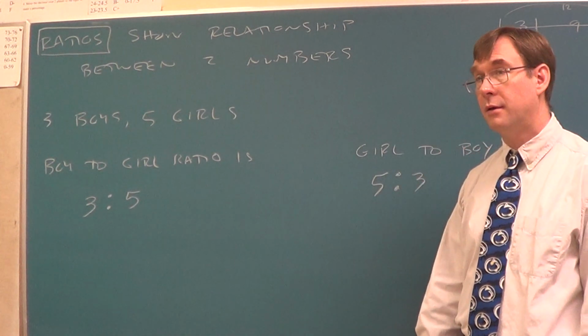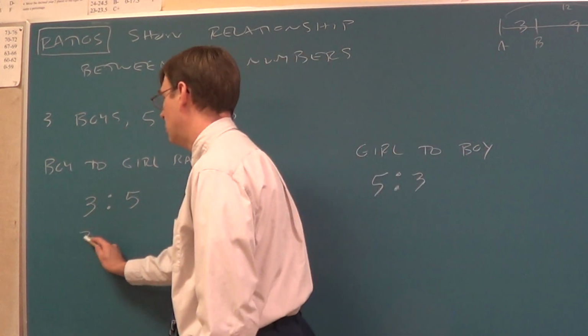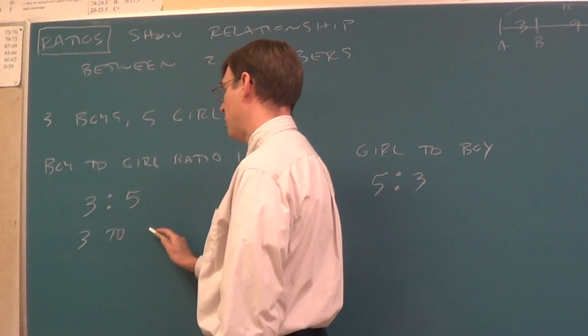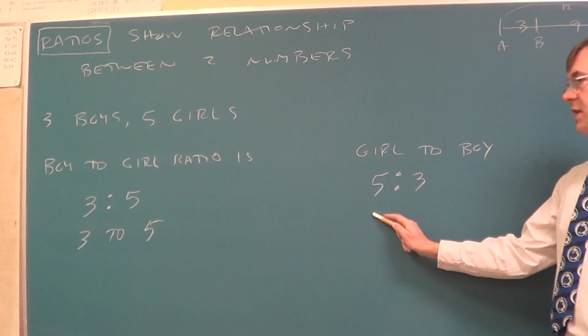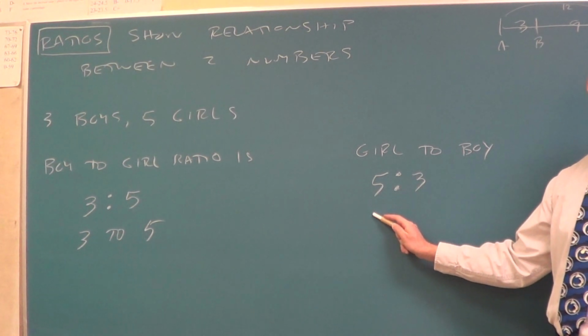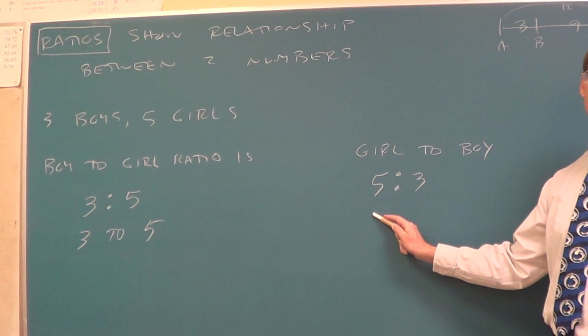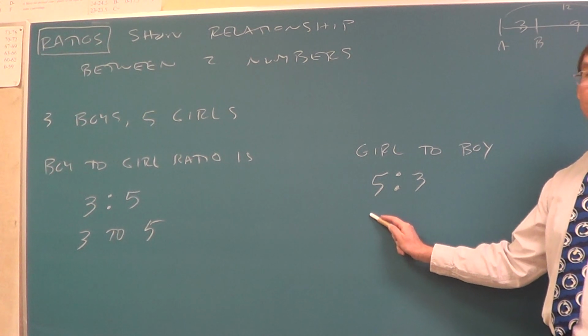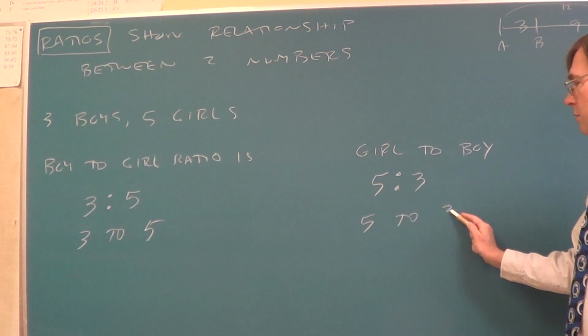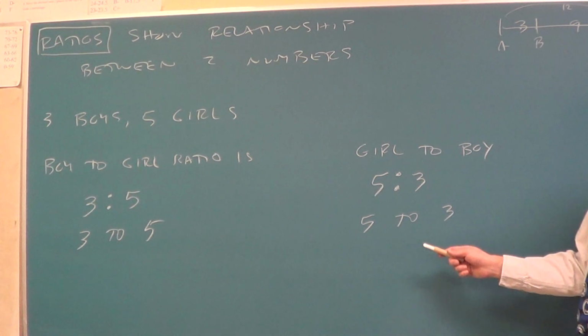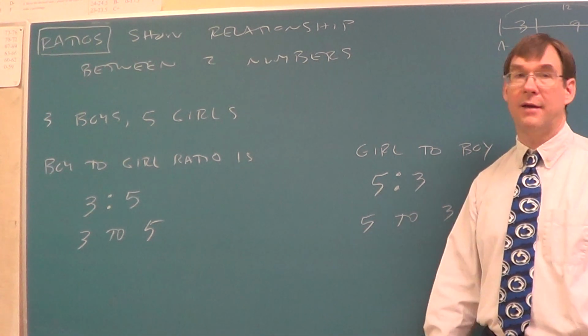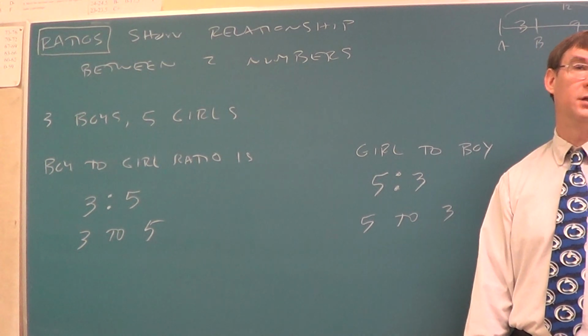Anybody know what? 3 to 5. We could just use the word "to." We could put the number 3, put the word "to," and then put a 5. That is correct. So if I step over to this world, we go 5 to 3. So that's correct. We haven't hit the most common way yet, but those are certainly both true. Anybody have another way we can correctly write a ratio?